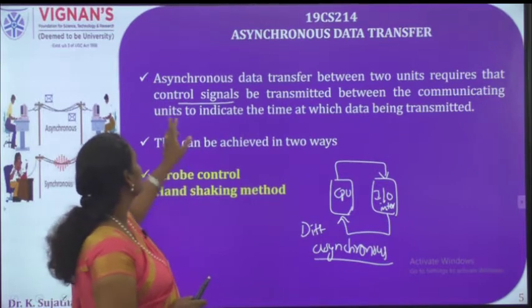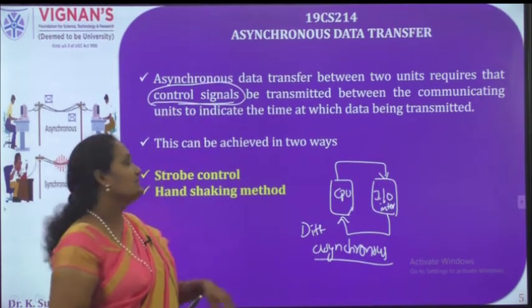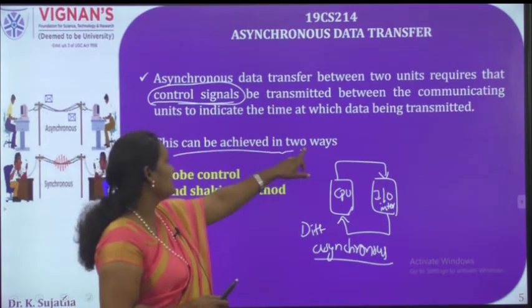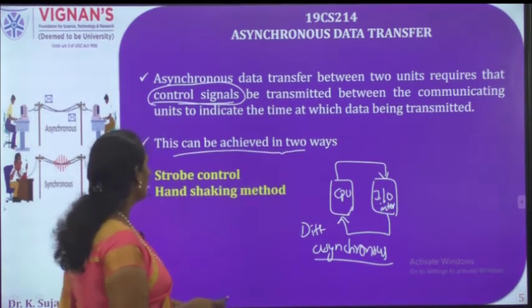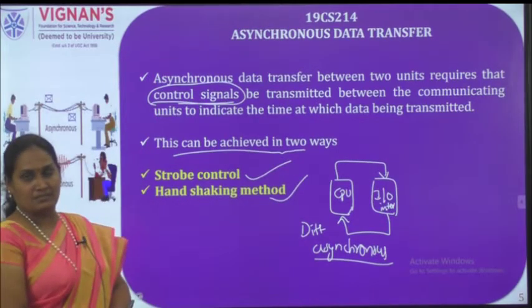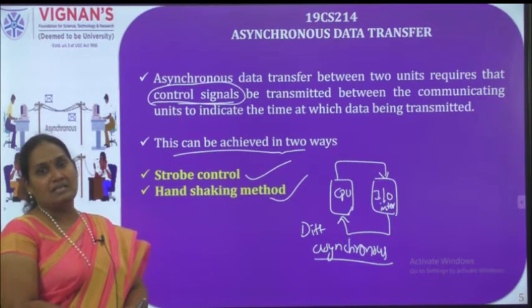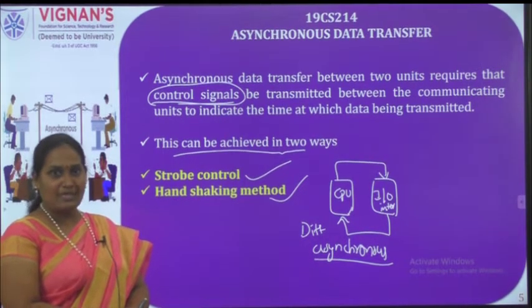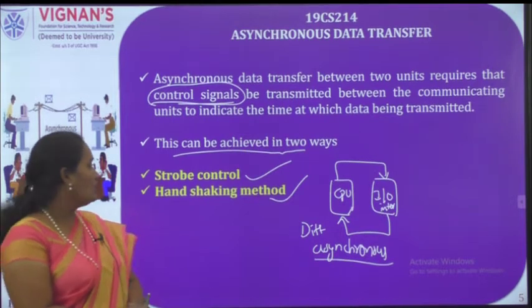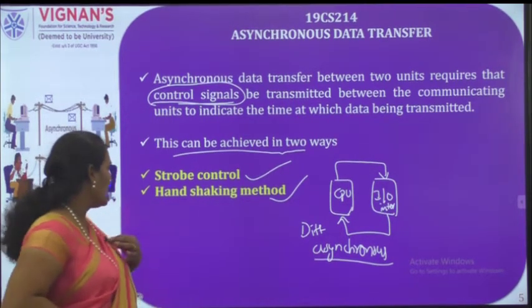Now, how can this controlling be done? That controlling can be achieved in two ways. What are those two ways? Strobe control and handshaking method. So, here the controlling of data transfer between the I/O interface and CPU can be done in two ways. What are those two ways? One is strobe control and the other is handshaking method.